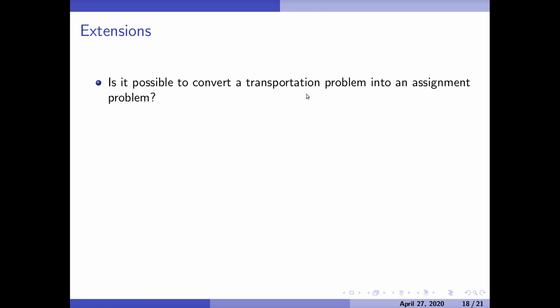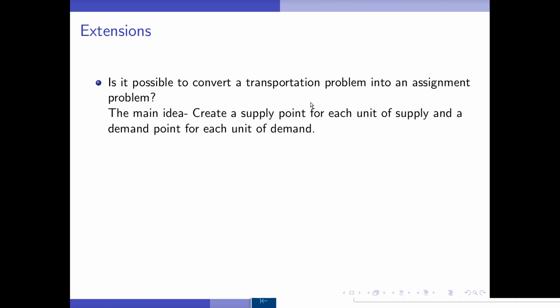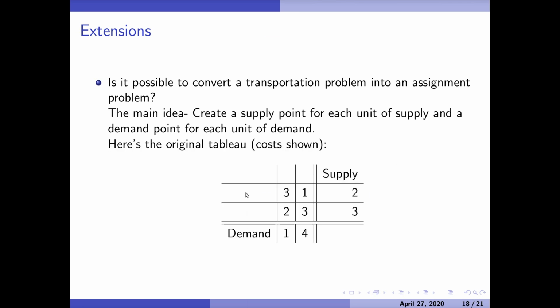Okay, so let's see, is it possible to convert a transportation problem into an assignment problem? So the issue is that in a transportation problem we have lots of supply and lots of demand, but in an assignment problem, what's the supply and demand? 1. Okay, so therefore if we're converting a transportation problem into an assignment problem, we're going to have to change all of our supplies and demands to 1. Let's take a look at an example for that. So here's an example where we have a supply of 2 and a supply of 3, demand of 1 and demand 4. And so this is like factory 1 and factory 2, customer 1, customer 2.